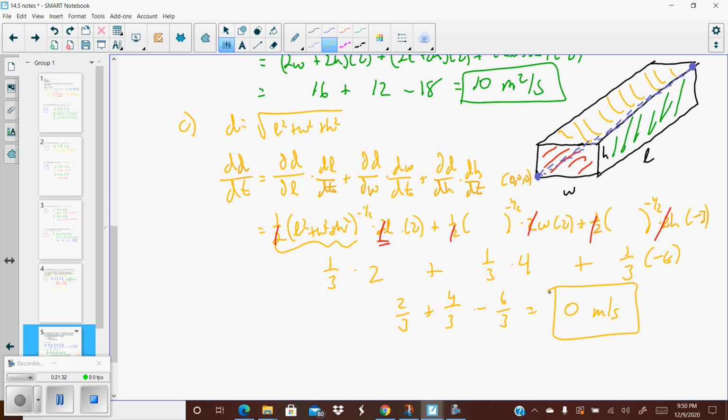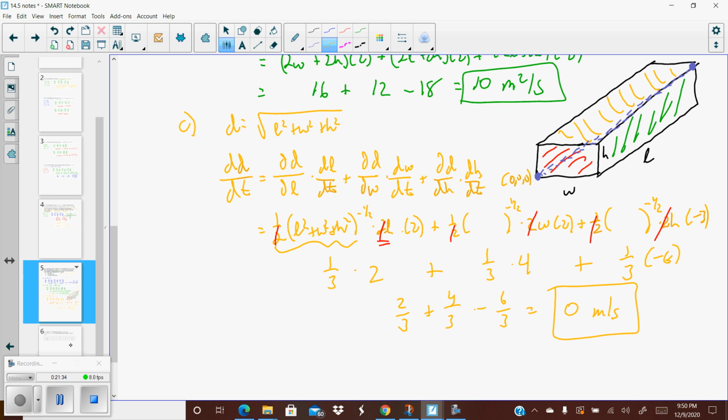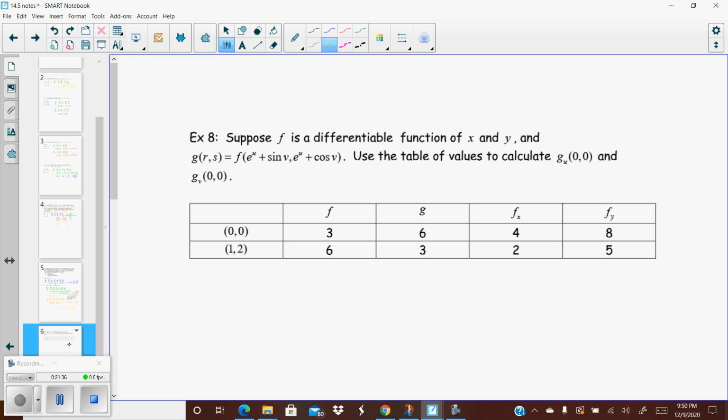All right, one more example to go. And this is kind of a tabular one. It's got like a chart to deal with. So we just have to kind of define the pieces here. So suppose f is a differentiable function of x and y. Oh, I can already see a mistake that I made here. That should be g of x, y.